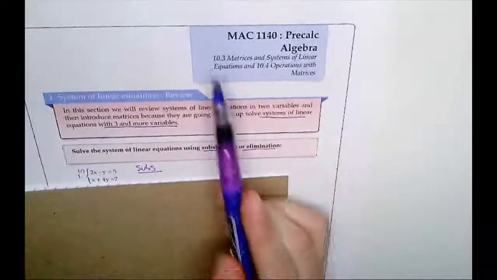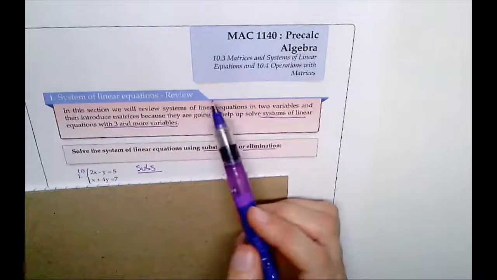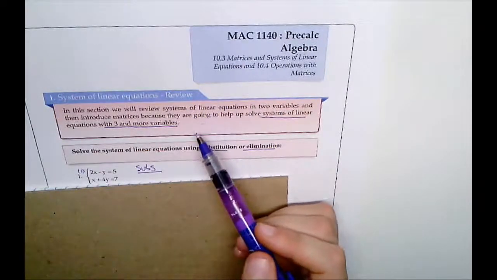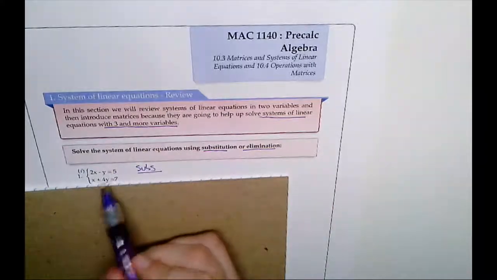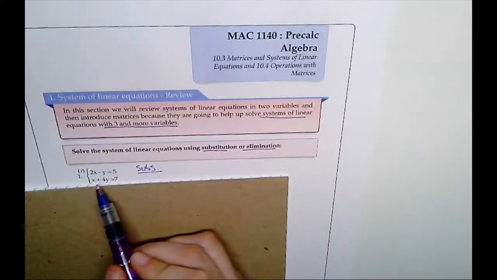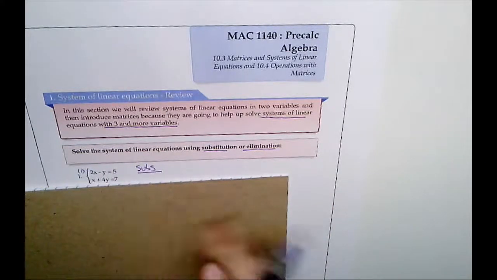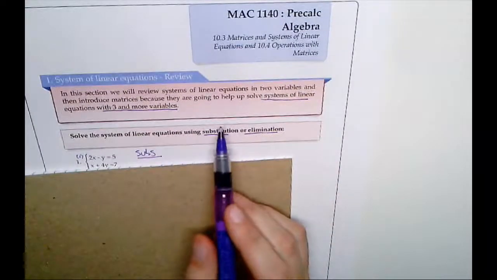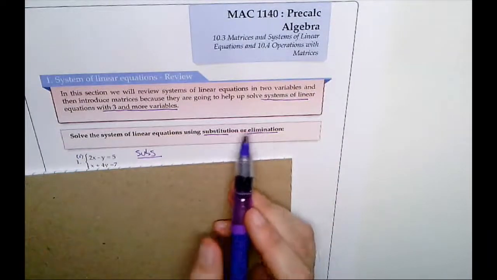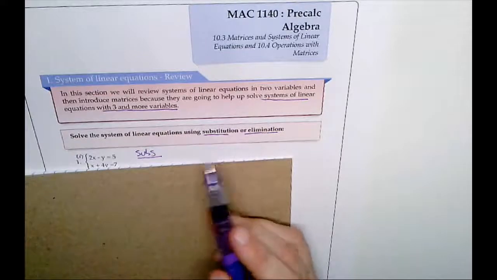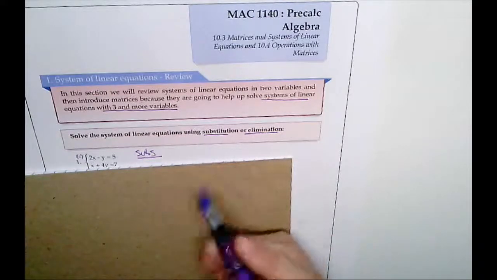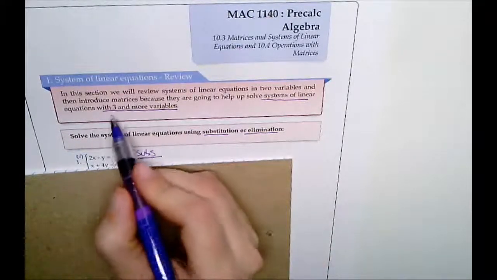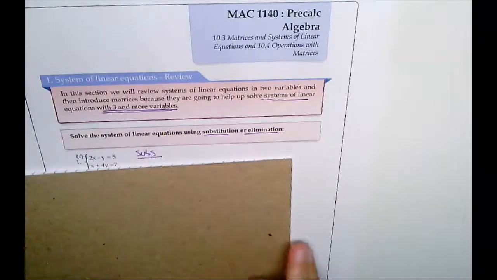So basically, 10.1 and 10.2 is just review from college algebra, solving systems of linear equations with 2 variables. So something like this: 2x minus y equals 5 and x plus 4y equals 7. You learn in college algebra to solve this by either substitution or elimination, or graphically you graph the 2 lines and you see where they intersect, if they intersect. So in order to do 3 or more variables, we're going to look at matrices first.